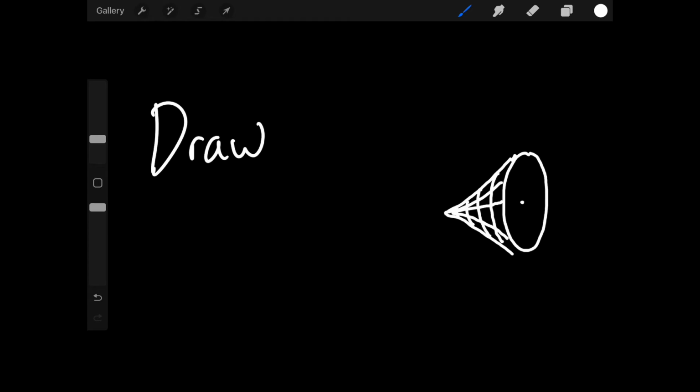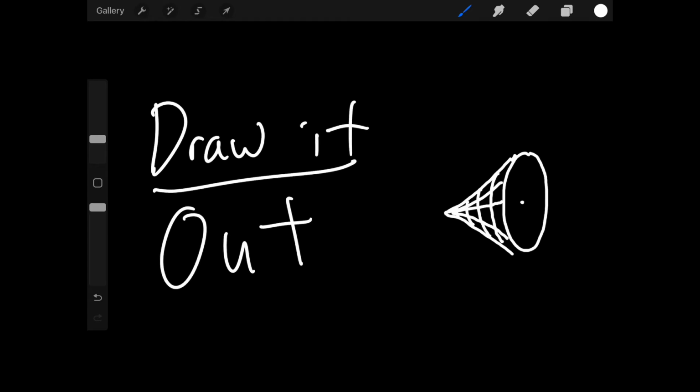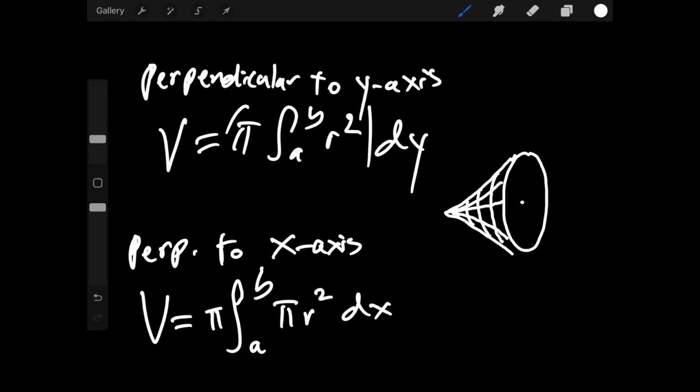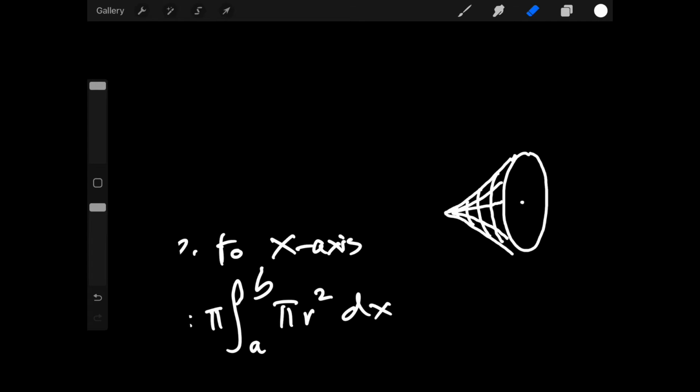Now here's my first tip for you guys. Whenever you're finding the area or volume of a shape like this, always draw it out. Draw it out on the side, draw it out on the margins. You have to be able to visualize what you're doing in order to understand it. As you probably saw in your packet, these are the two equations you will be using to find the volume of an object perpendicular to its x or y axis. Pause there to see them again.